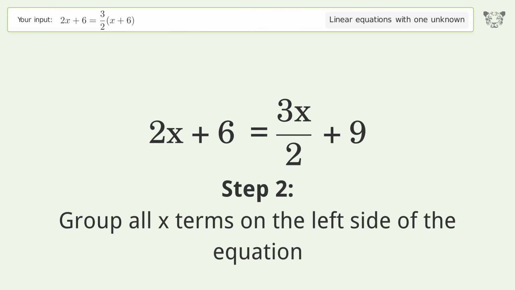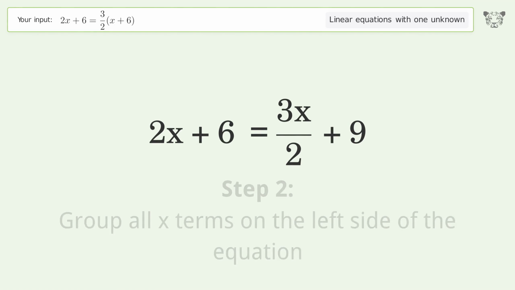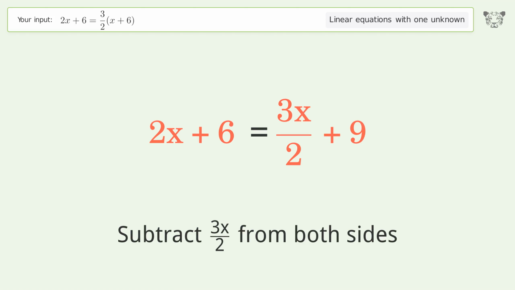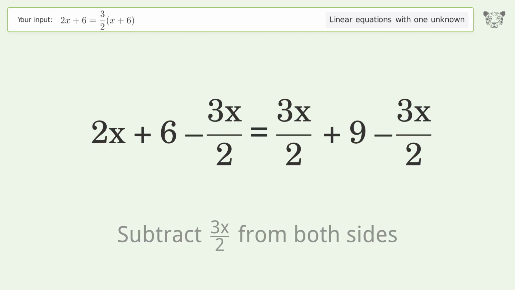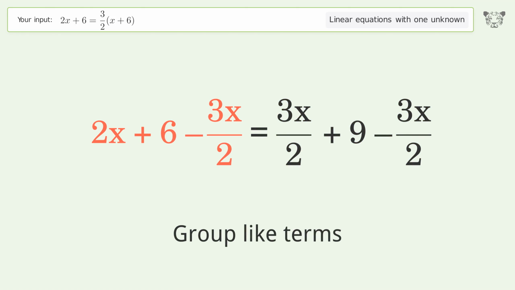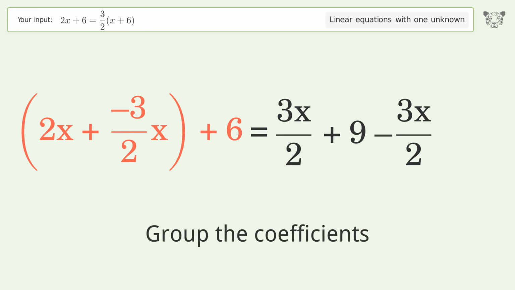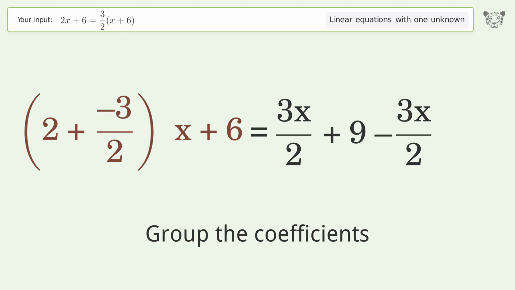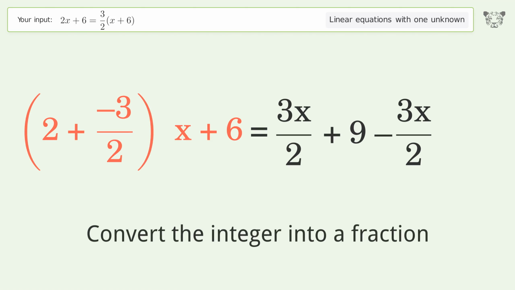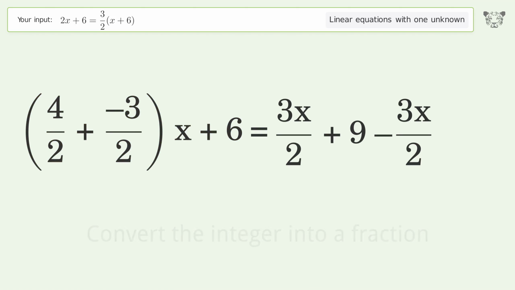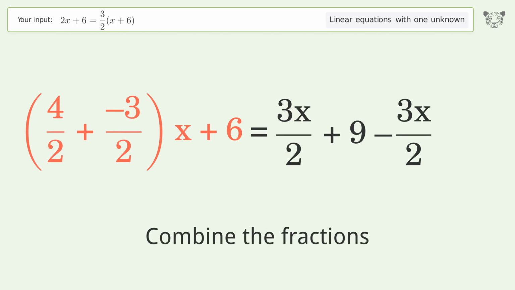Group all x terms on the left side of the equation. Subtract 3x over 2 from both sides. Group like terms. Group the coefficients. Convert the integer into a fraction. Combine the fractions.